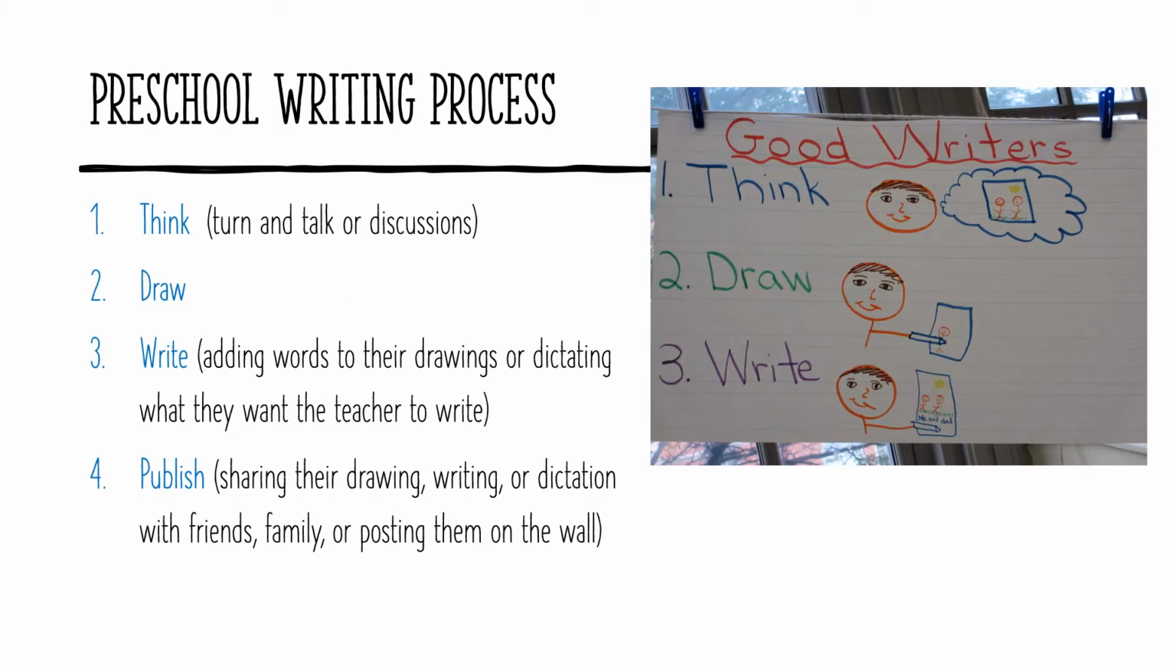So the preschool writing process is going to look a little different than the one I just went over, because we want to keep this developmentally appropriate. So the first thing we want to do is to get children to think about what they want to write. And this works really well as a turn and talk or small group discussions. And then they usually draw. They usually start by drawing.